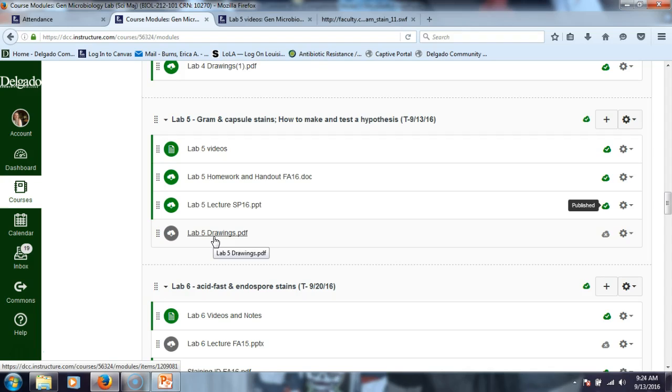You're going to do 2 different cocci. One has a capsule, one does not. You're going to do a rod that has a nice big capsule. And then you're going to do a yeast, which is a eukaryote. This is not a pure culture. This is baker's yeast. Okay? Good old baker's yeast that I bought at the grocery store and grew up in the lab. Okay? This is going to be contaminated with bacteria, and some of them even have a capsule.